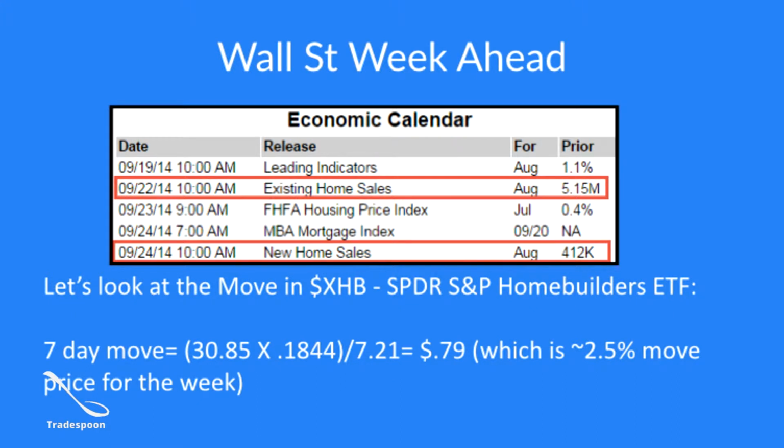Now let's look at the math for calculating the 1 week move. And the reason why I'm looking at the 1 week move, well, the data is this week. So the 7-day move is calculated, and this is really quick, easy math. Take the stock price, 30.85, multiply it times the implied volatility. I got that from tradingblock.com. And that's 0.1844. Divide that by the square root of 52 weeks. That's the square root of time. There's 52 weeks in a year. There's 7 days in a week. So that's 7.21. That gives me the price, the move that's being priced in there, about 79 cents, which is around a 2.5% price move for the week in XHB.